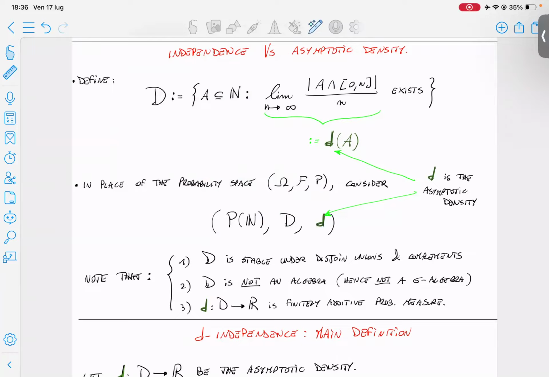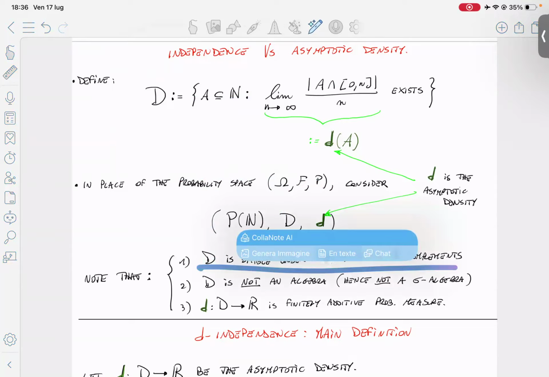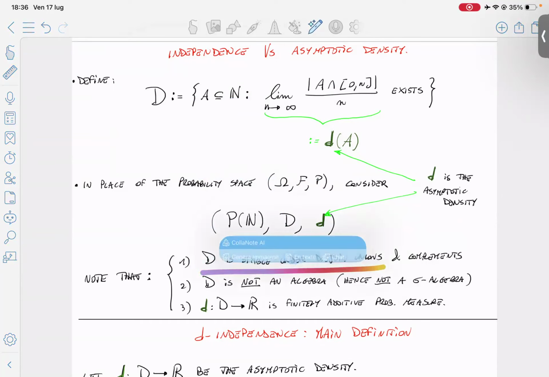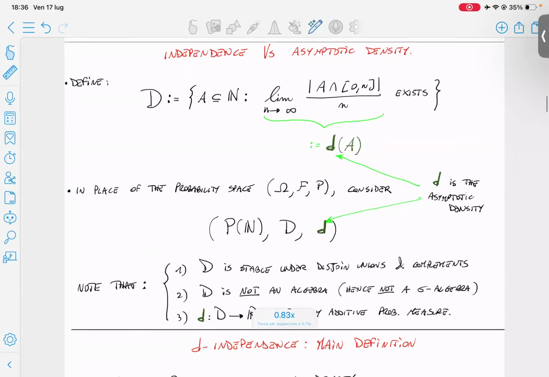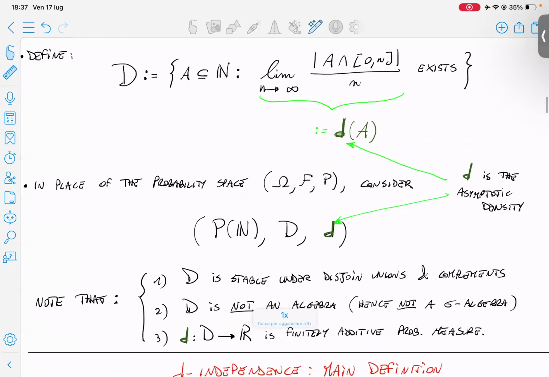Is it a probability space? Not in the classical sense, meaning that the properties are weaker. It's well known that calligraphic D is not even an algebra. It is stable under disjoint union and complements, but not under arbitrary unions. And moreover, D, the asymptotic density from calligraphic D to the reals, is a finitely additive probability measure. Okay, so that's just a bit weaker than a probability measure space.